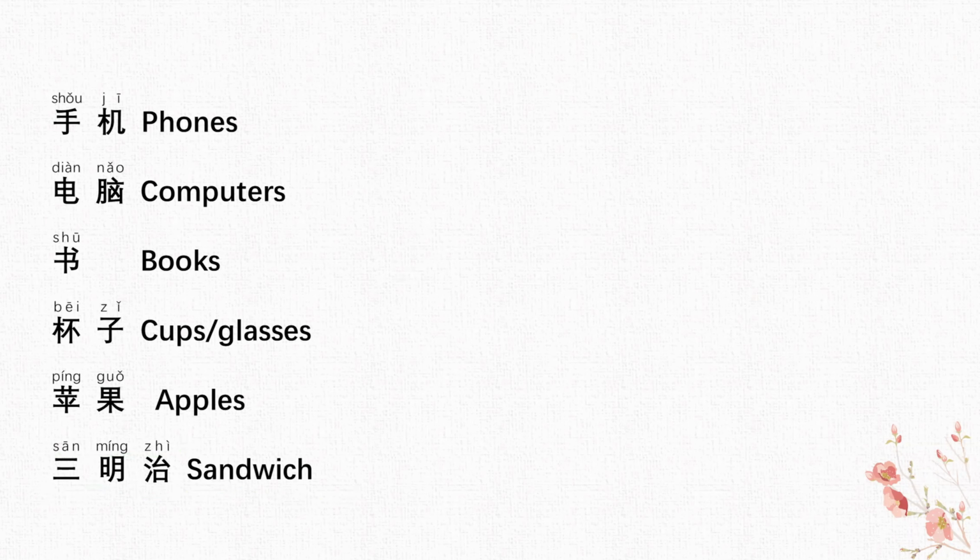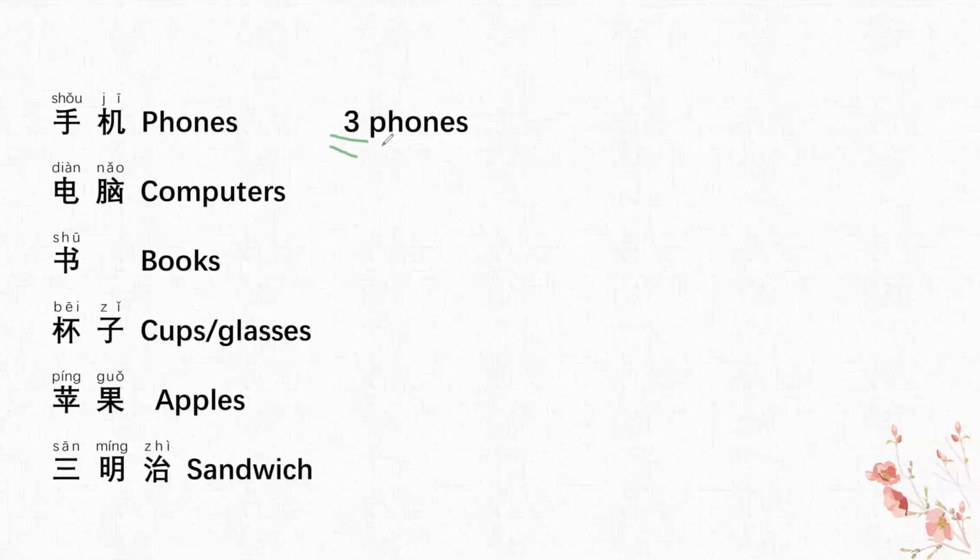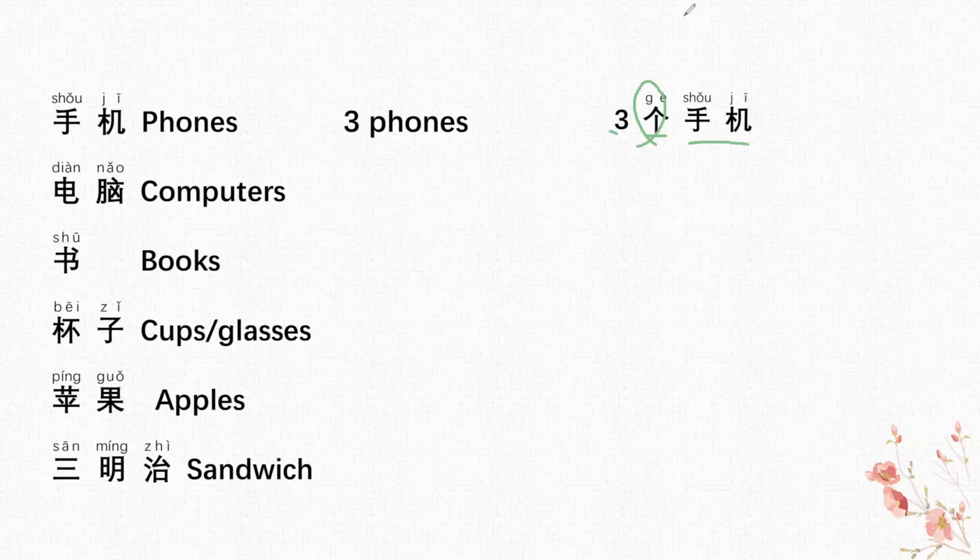Okay, so now let us translate something together. So if I say 3 phones, how could I say it? Give you 1 second to figure it out. 3 in Chinese, we call it 三, right? Can we say 三手机? 三手机, is that correct? No, right? We need a measuring word. Like I said before, you do need a 个, okay? 个 between number and nouns.